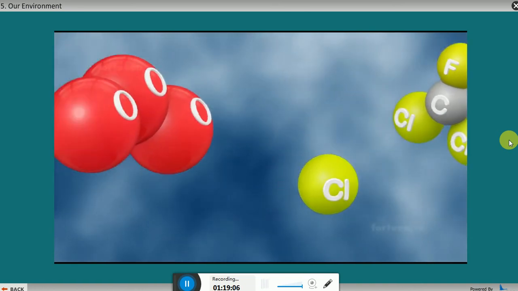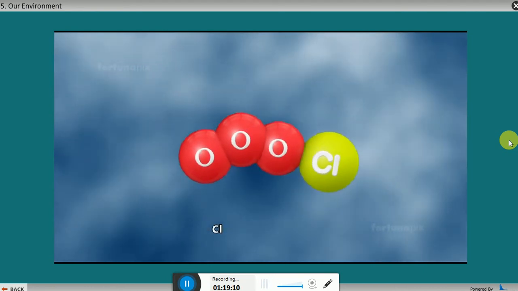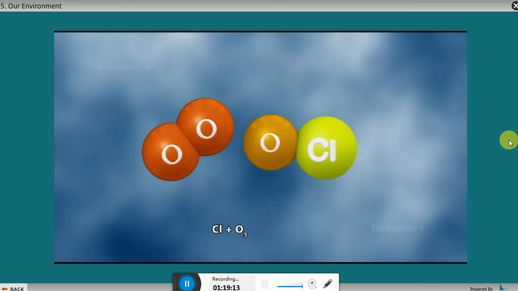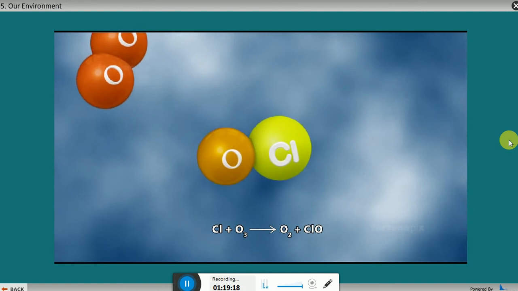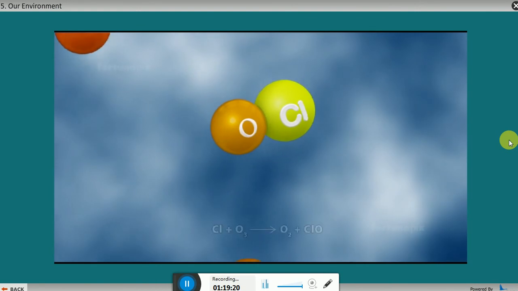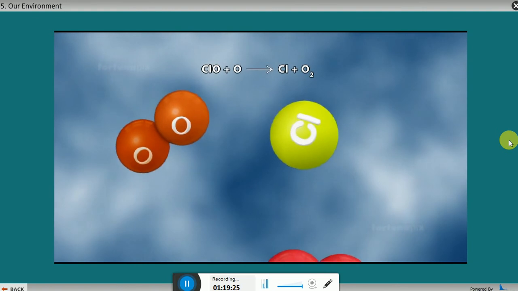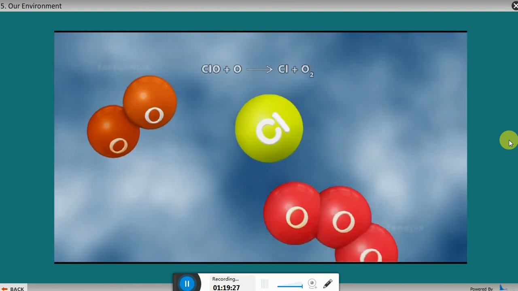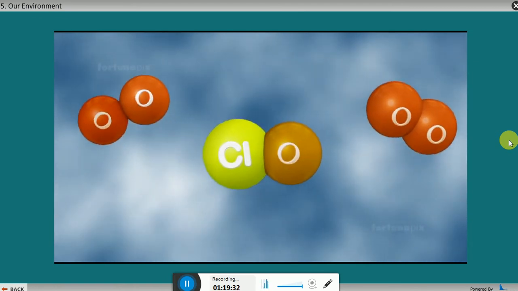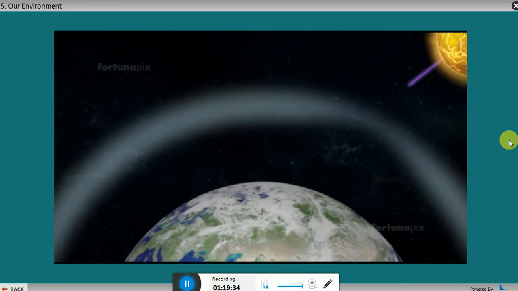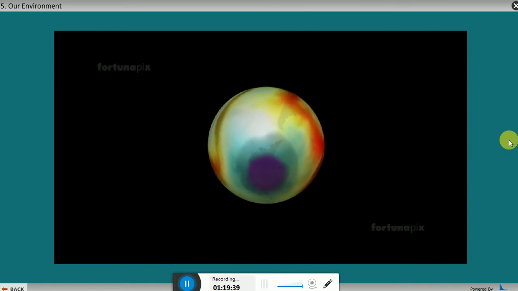The liberated chlorine-free radical reacts with an ozone molecule to form an oxygen molecule and a chlorine monoxide radical. The chlorine monoxide then reacts with an oxygen atom, producing a chlorine radical and an oxygen molecule. The new chlorine-free radical is then able to consume another ozone molecule. The resulting chain reaction depletes the ozone layer, thereby exposing the planet to the UV radiation.